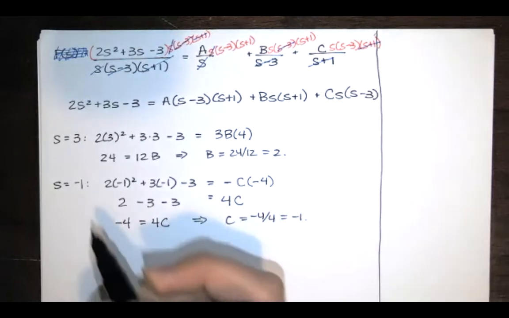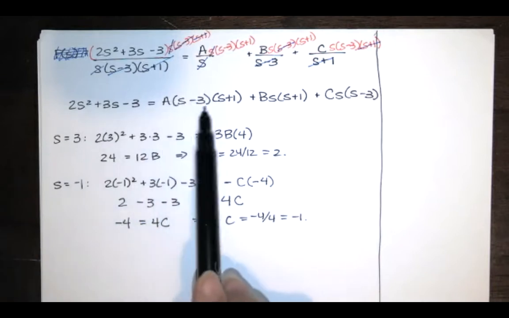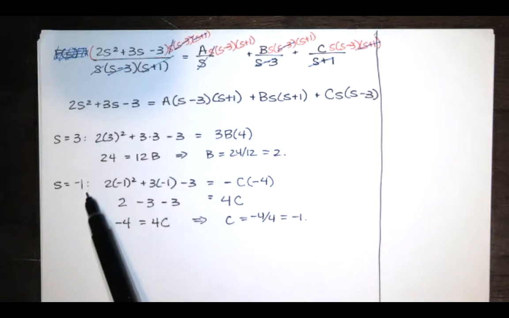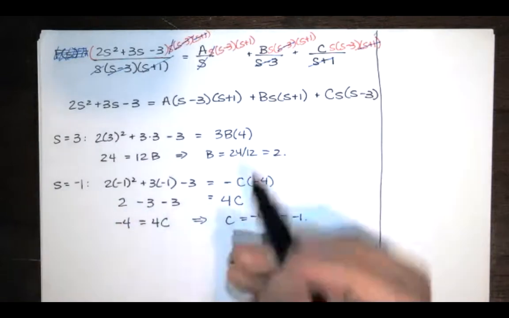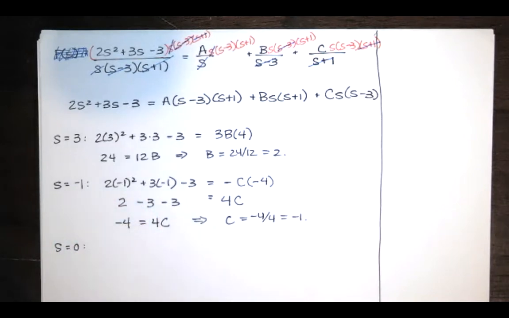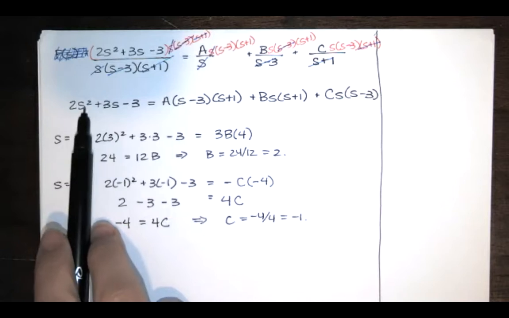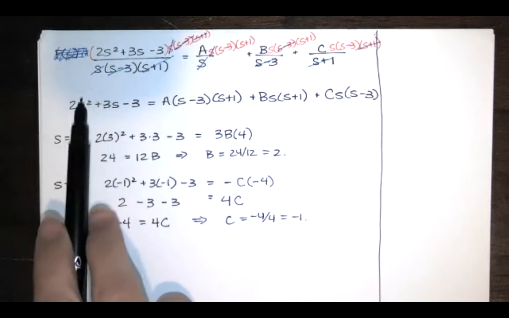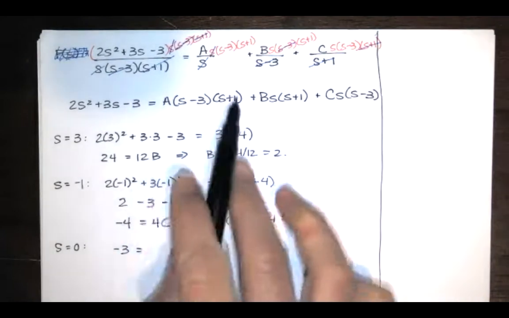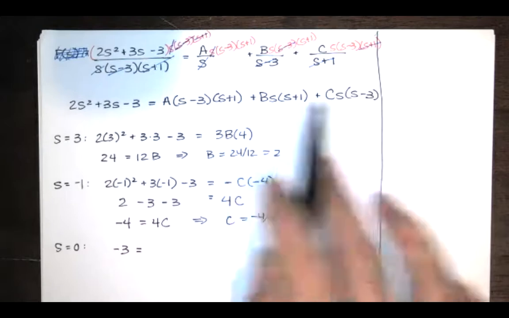Okay, now we just need to find one more value of s. We already forced this one to be 0 by letting s equal 3. This one was 0 when s equals -1. And now we want s to be 0 because the factor s by itself would be 0 when s is 0, clearly. So when s is 0 on this side, we have 2 times 0 squared plus 3 times 0. So that's all going to be 0 minus 3 equals something plus something times 0 plus something else times 0.